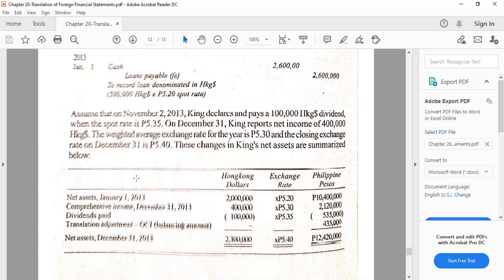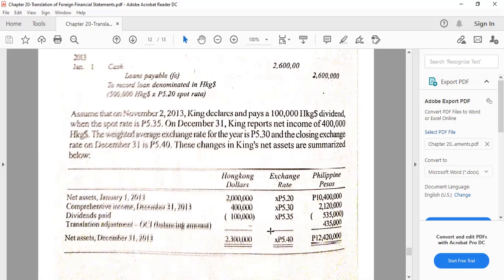And the closing exchange rate on December 31 is 5.4, which is what we are going to use for our net assets ending. I like this particular presentation better than what we had in part one because it shows us the net assets, beginning and ending. Then we also have comprehensive income, profit or loss component, dividends paid, and the translation adjustment will be the balancing amount or figure. So this is a better presentation.